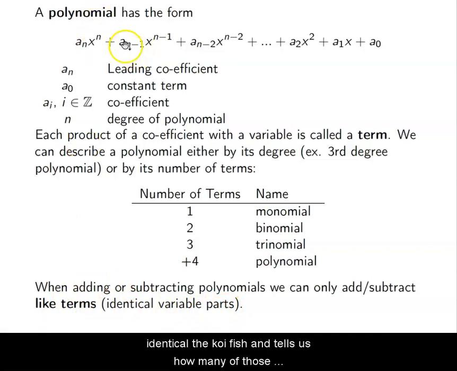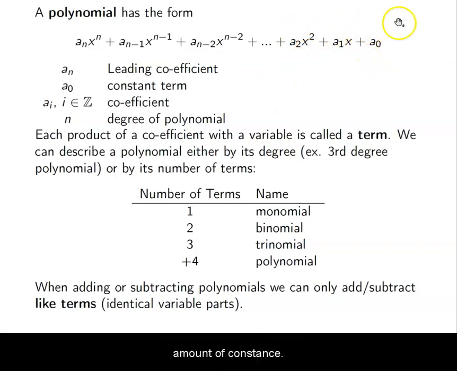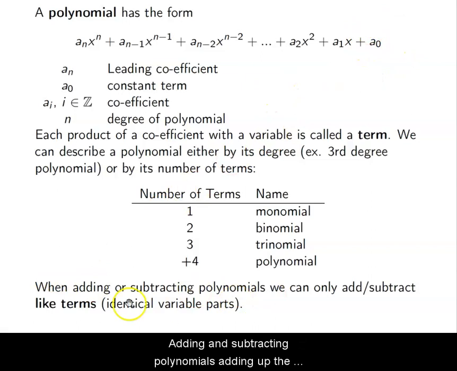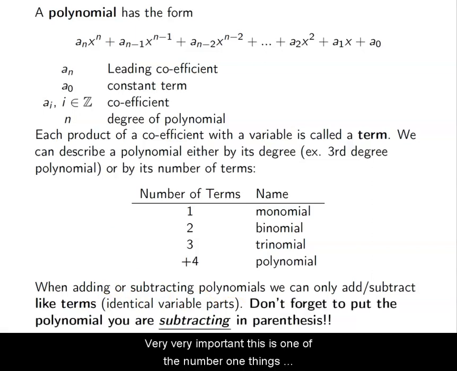The coefficient tells us how many of those variable parts I have. So in this case, I have a1 amount of x's, an a2 amount of x squares, and an a0 amount of constants. So when I'm adding and subtracting polynomials, I'm adding up the like terms. Very, very important. This is one of the number 1 things I find that my students do not do, and it really messes up their simplifications when they're adding, subtracting, doing arithmetic on polynomials.